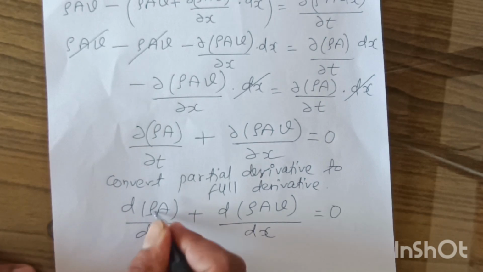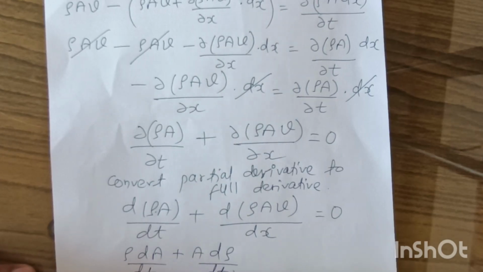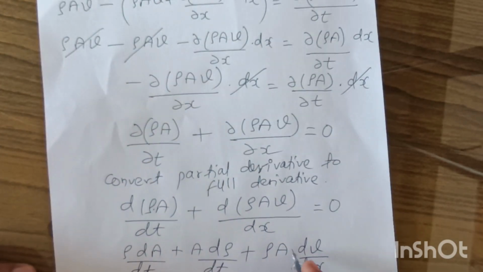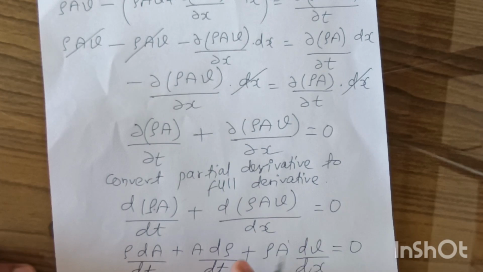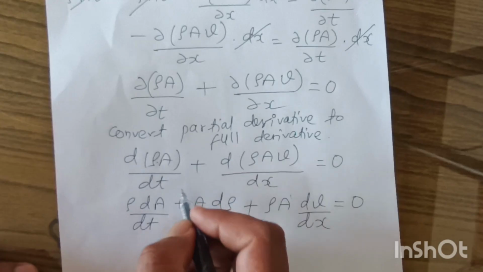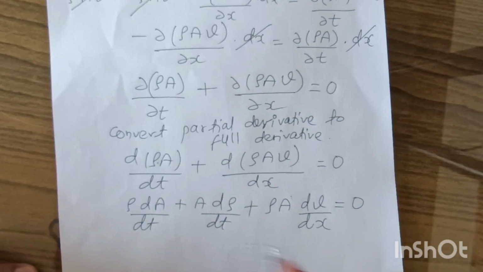Okay, now let's apply the product rule over here. You can write rho dA by dt plus A d rho by dt, plus you can put the rho A outside, rho A dV by dx, because it is not dependent with respect to x. But here rho is dependent upon time also, so it is non-steady flow, so you cannot just take it out. In unsteady flow, the density depends upon time, and the cross-sectional area also depends upon time.